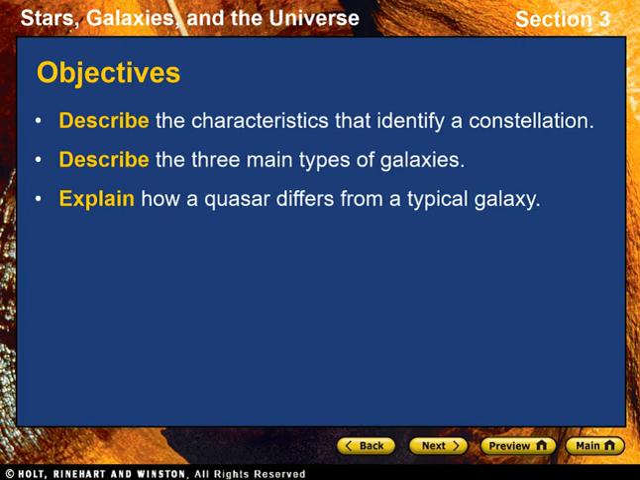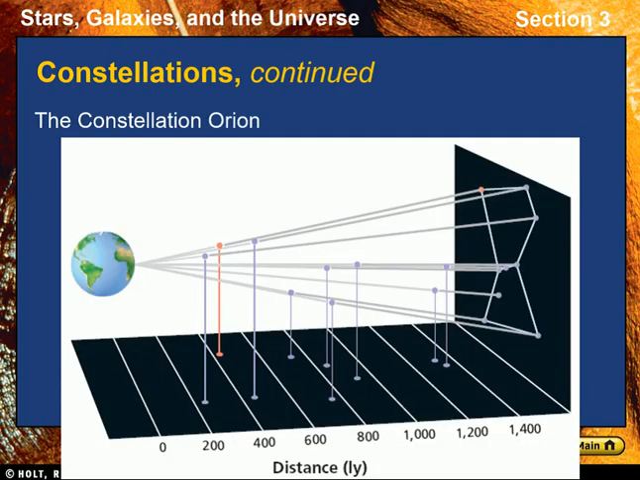At the end of this video, you should be able to describe the characteristics that identify a constellation, describe the three main types of galaxies, and explain how a quasar differs from a typical galaxy. Chapter 30, Section 3, Star Groups.